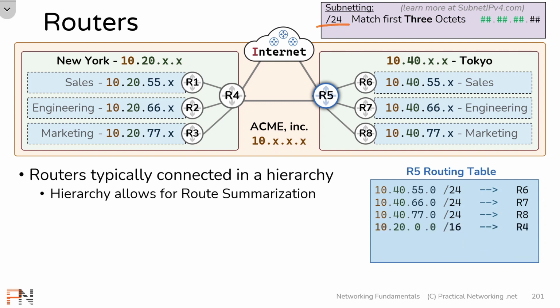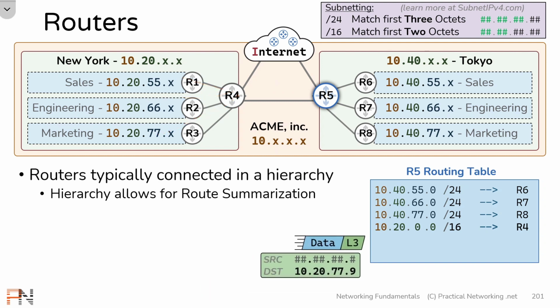If a /24 matched on the first 24 bits, then a /16 is going to match on the first 16 bits, which means the first 2 octets. This route is telling router 5 that any packet with a destination IP address that has a 10.20 in the first 2 octets should be sent to router 4, and then router 4 will hand it off to the next appropriate router in the path. So now, if router 5 received this packet, since we have 10.20 in the first octets, this packet would be sent to router 4 for delivery.